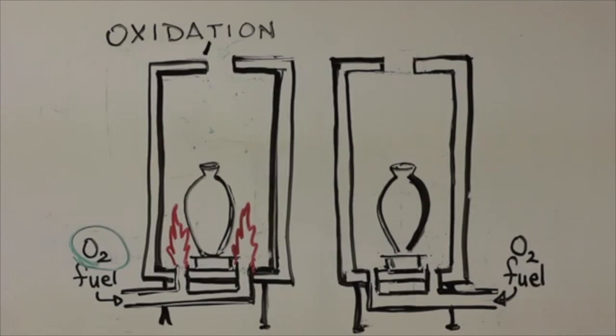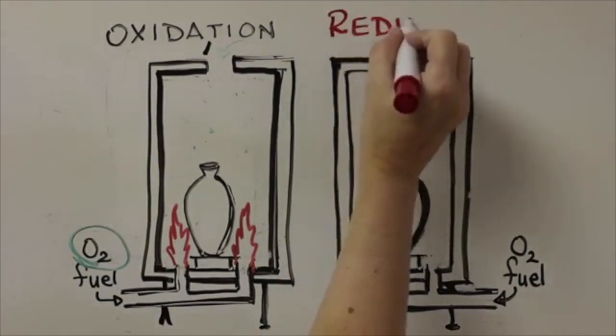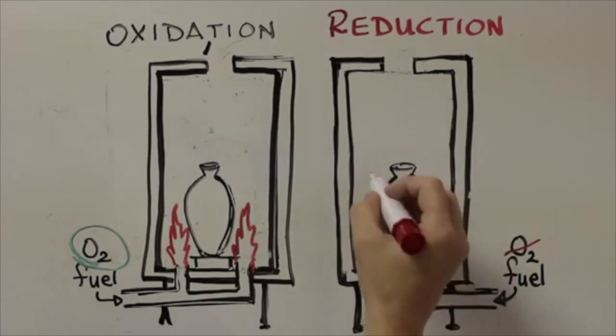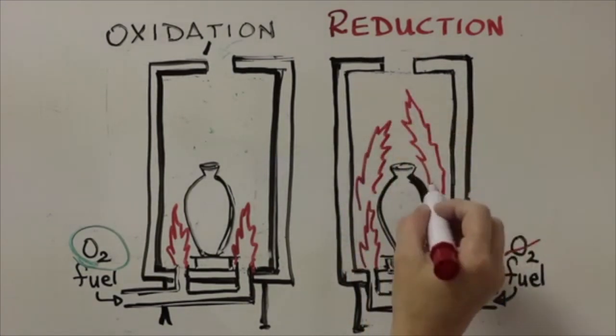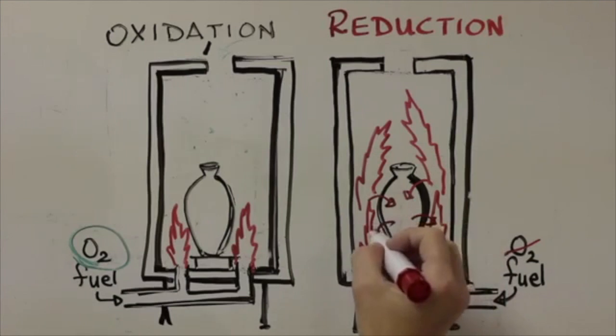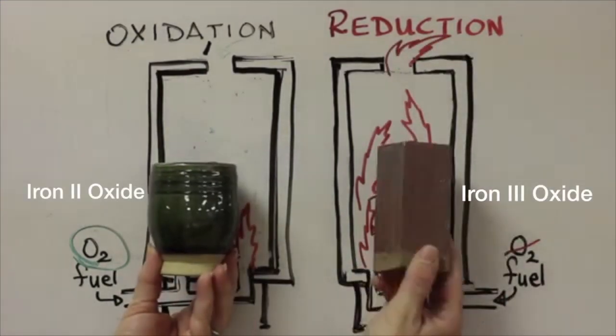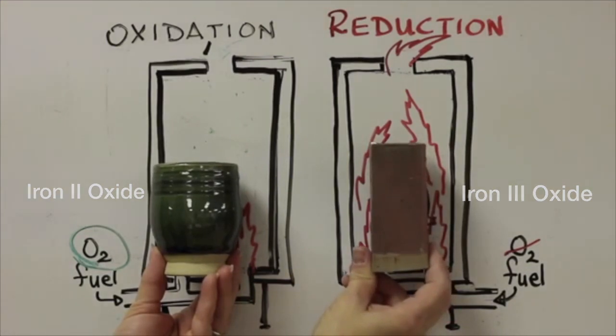Oxidation conditions will mean that there's enough oxygen in the kiln for it to react with the fuel source and combust. Reduction conditions mean that there wasn't enough oxygen in the air for combustion, so the flame in the kiln will take the oxygen molecules from the clay and glaze, which will produce a different color in the end result.